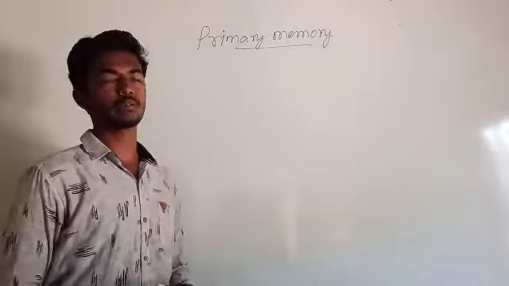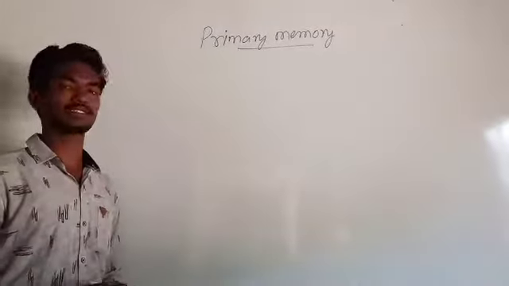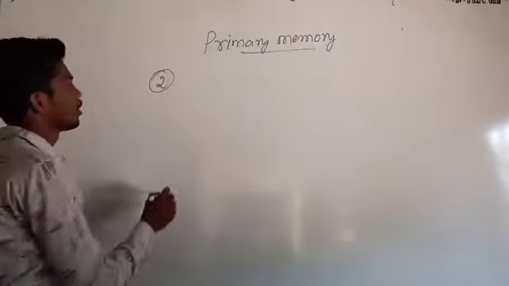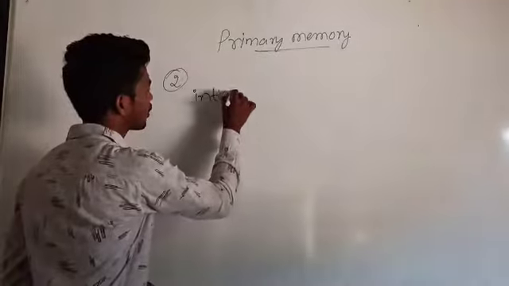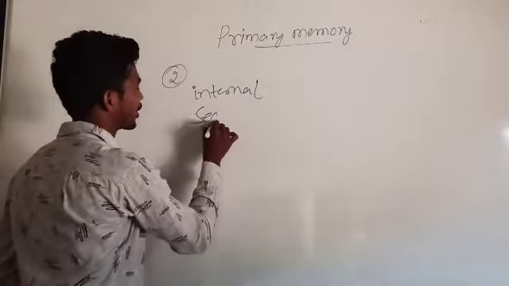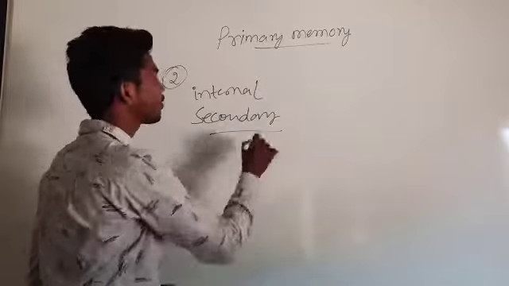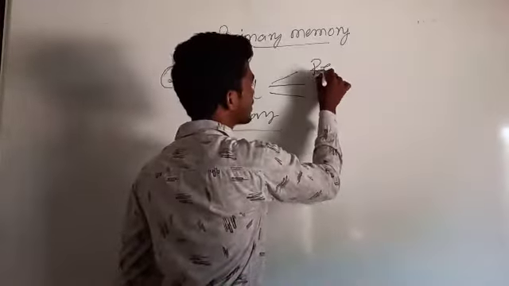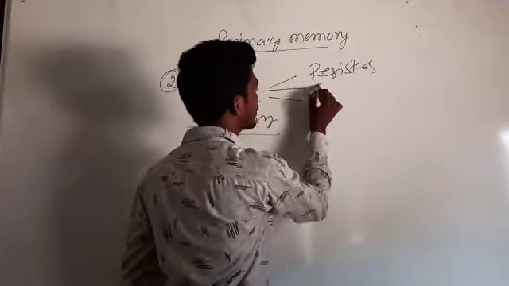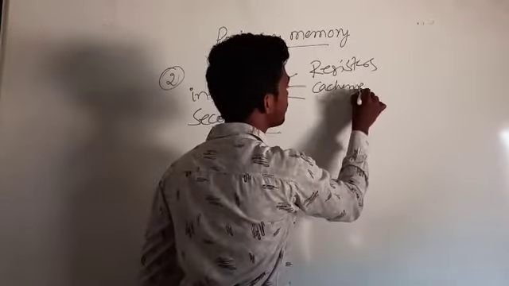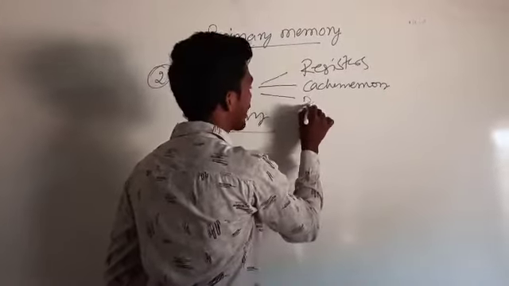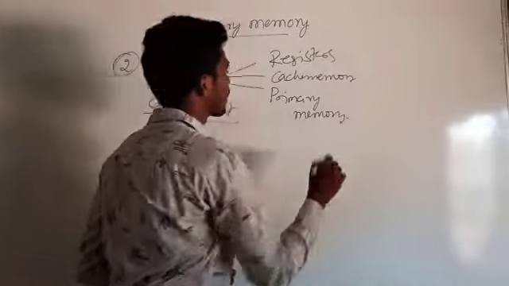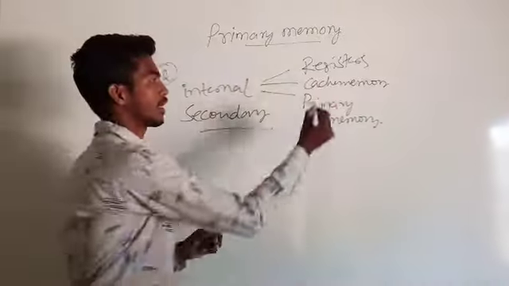In the last video we were discussing the memory devices of a computer, and in that we have two different types. One is internal memory and another one is secondary memory. In internal memory we have three different types: registers, cache memory, and primary memory. In the last video lecture we discussed registers and cache memory.